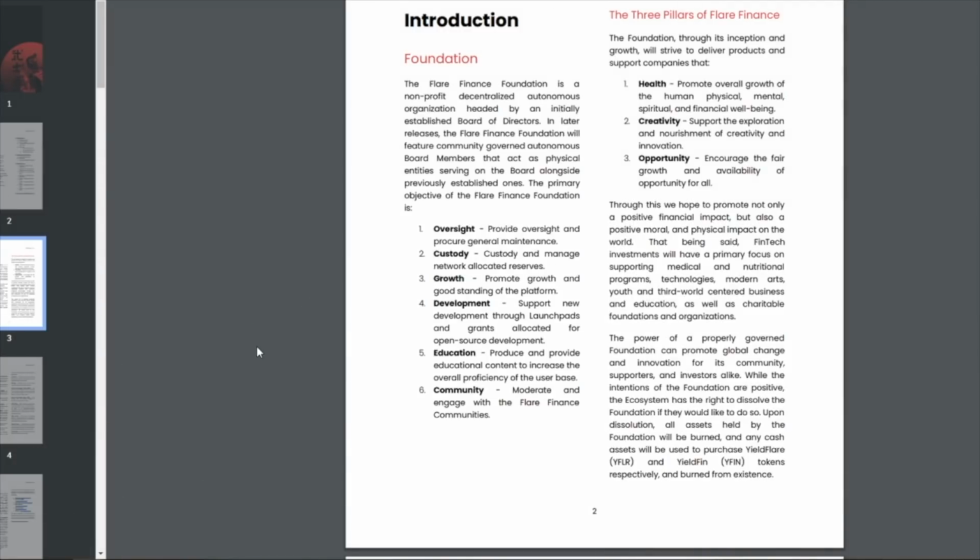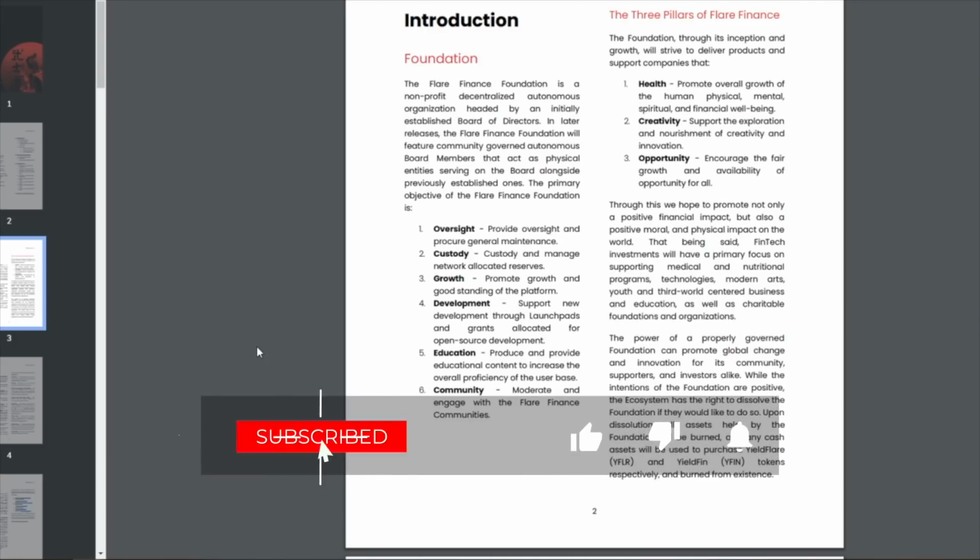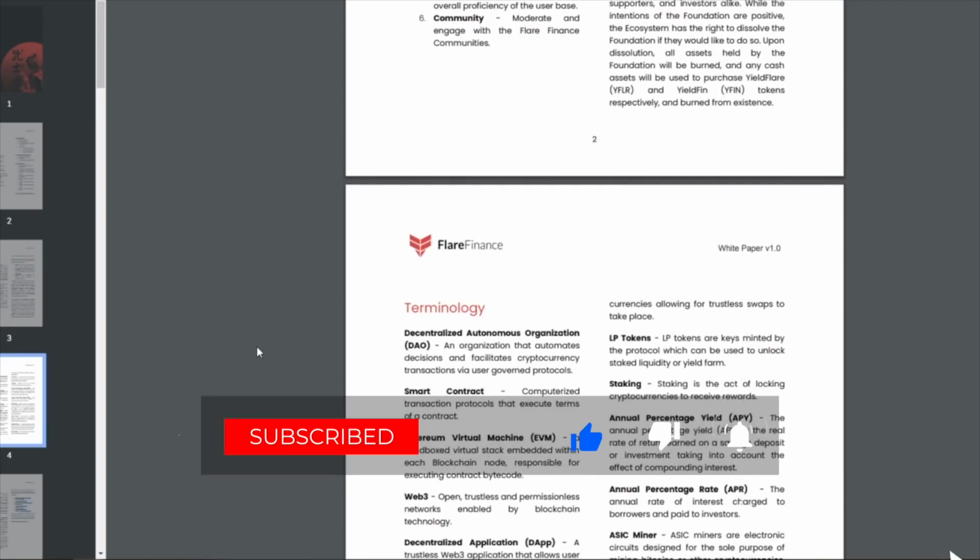Now, this just goes to show that the Flair Finance team and the governance is something we haven't really seen that much of before. They seem very generous and very compassionate. It's something that I definitely welcome because I follow a similar philosophy myself. Let's continue.